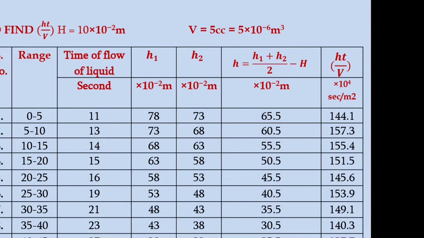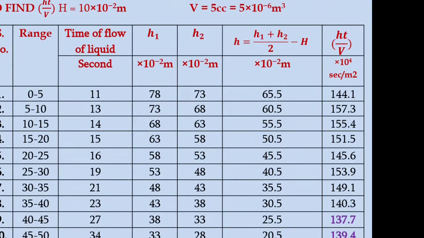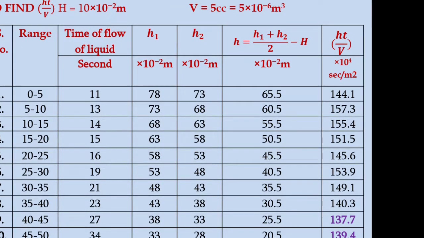So in the numerator we have 10 power minus 2. In the denominator we have 10 power minus 6. So when this 10 power minus 6 goes to the numerator, 10 power minus 2 and 10 power plus 6, it becomes 10 power 4. So for the first set of readings, 0 to 5, H is 65.5 and T is 11. The whole divided by 5, that is V is 5, we get 144.1 into 10 power 4 second per meter square.